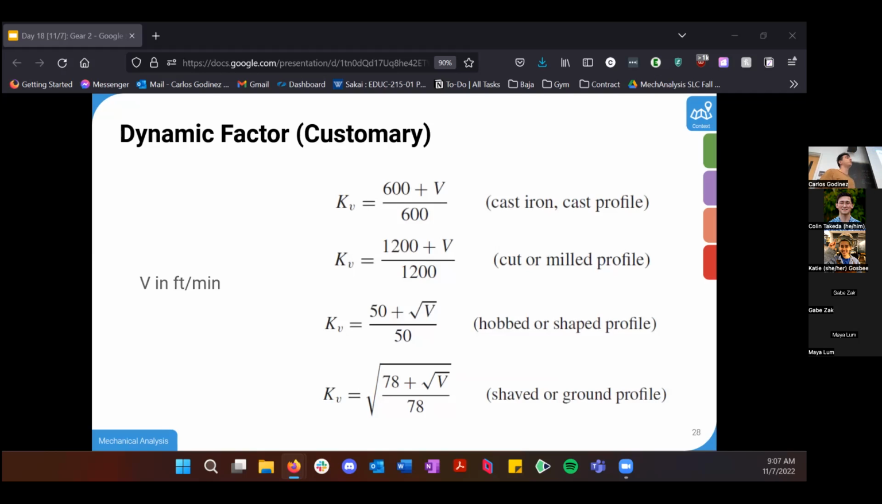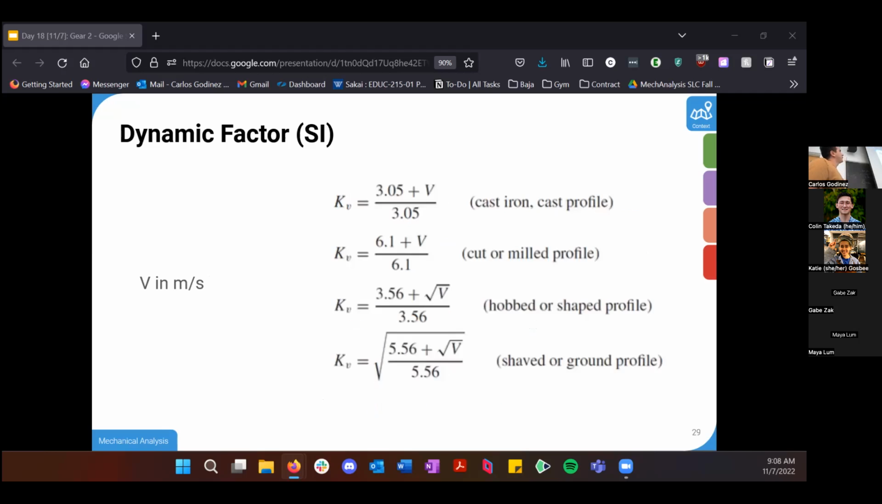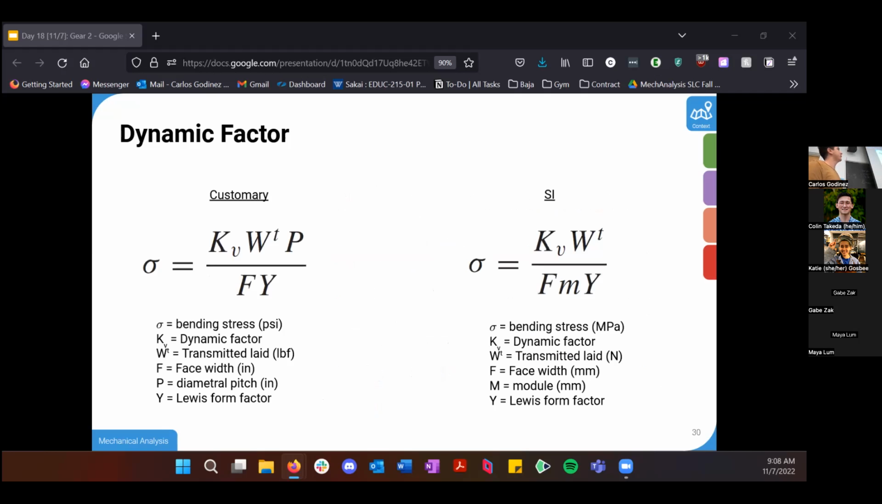So when you go to practice problems in Shigley's, they will explicitly say you have a cut or a milled profile or a hobbed or shaped profile. If you go to KHK or any other gear manufacturer, they're going to say this is how these gears are made. They're casted or whatever. This is for customary. This is for SI or metric units.